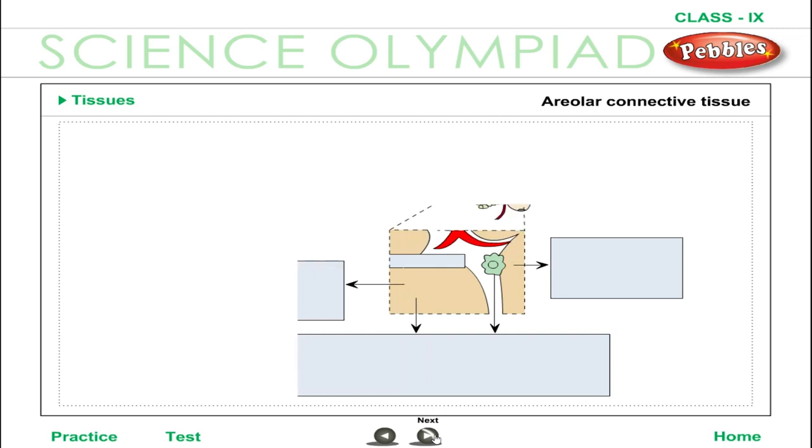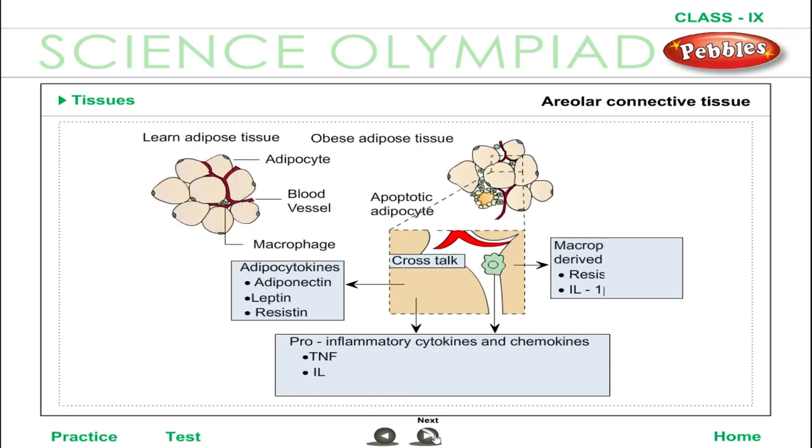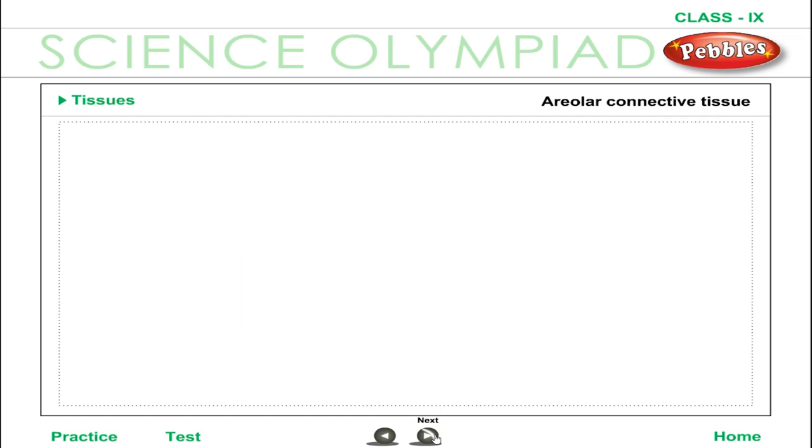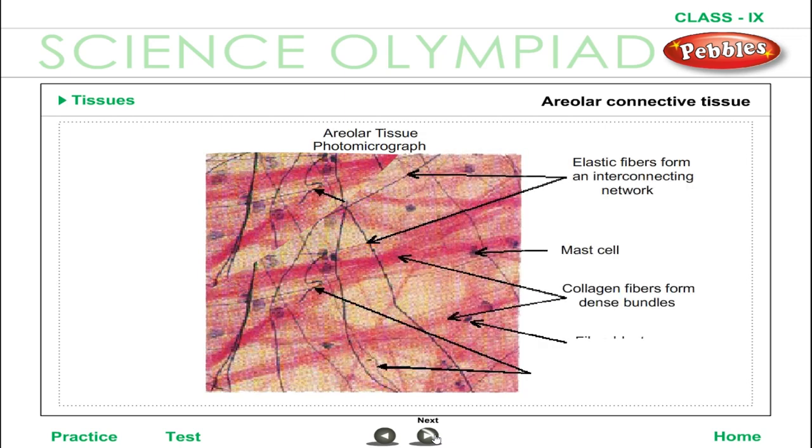Areolar connective tissue is found between the skin and muscles, around blood vessels and nerves, and in the bone marrow. It fills the space inside the organs, supports internal organs, and helps in repair of tissues.